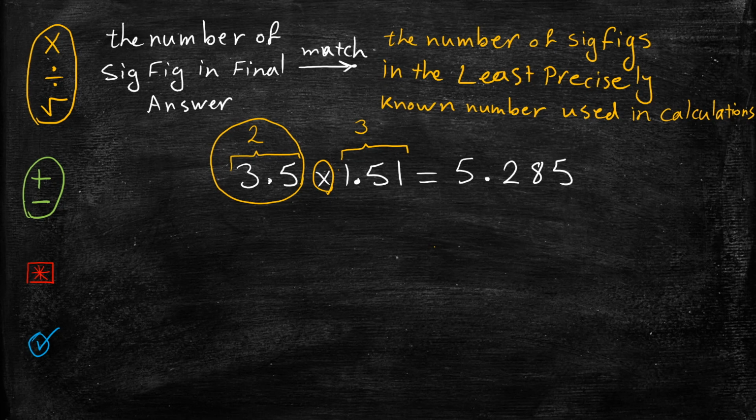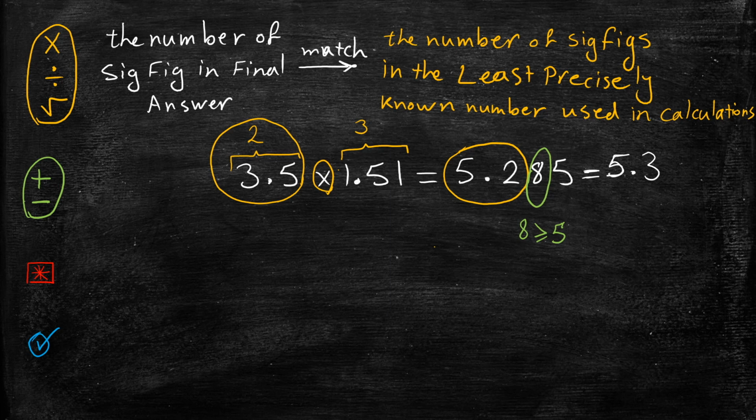That means only these 2, from left to right, 5 and then 2. That's it. The rest will be discarded. But the immediate next number that we're discarding is 8. And since 8 is greater than or equal to 5, we have to round this up. We have to round it to 3. So the final answer will be 5.3.